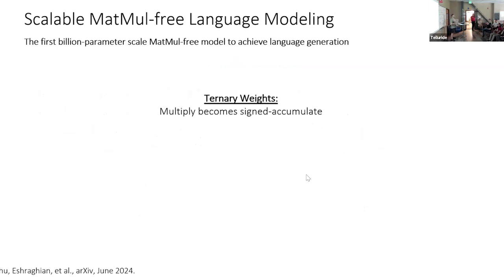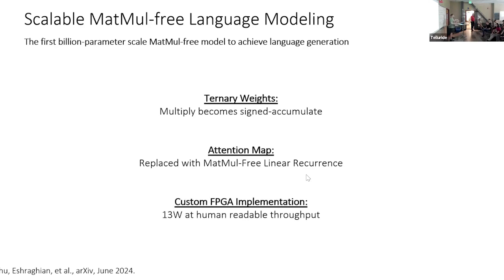If you do that, your multiply is replaced with a sign accumulate. In order to train those models, you just use vanilla quantization-aware training with straight-through estimators, etc. Our attention map is replaced with everything I just described, with your linear recurrence, with all these forget gate mechanisms. And then finally, we did this custom FPGA implementation to actually make it useful. Obviously, GPUs are not optimized for ternary weights.